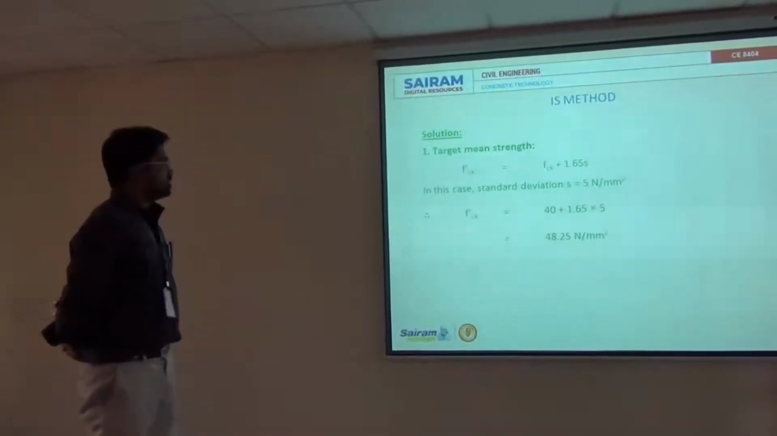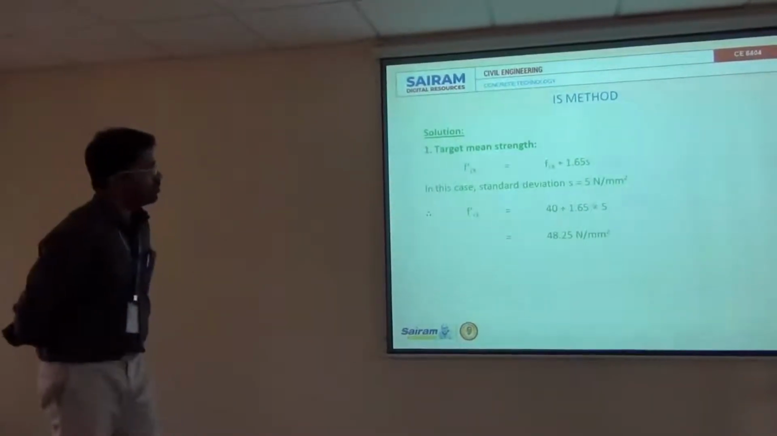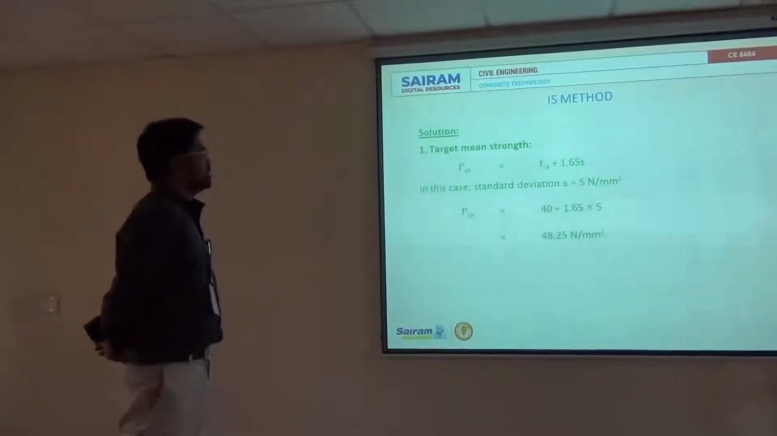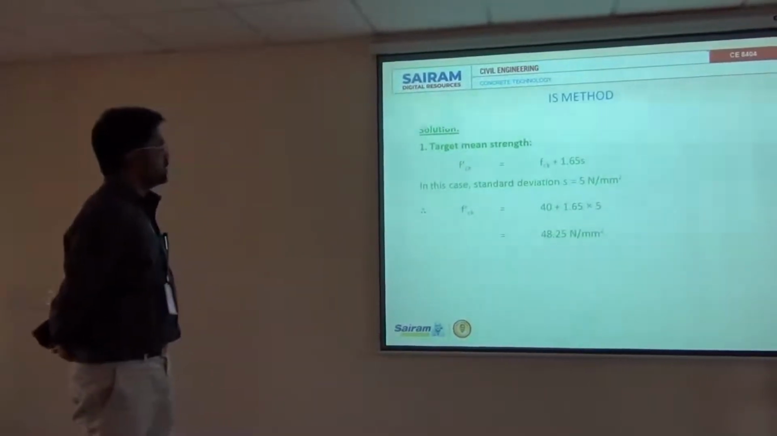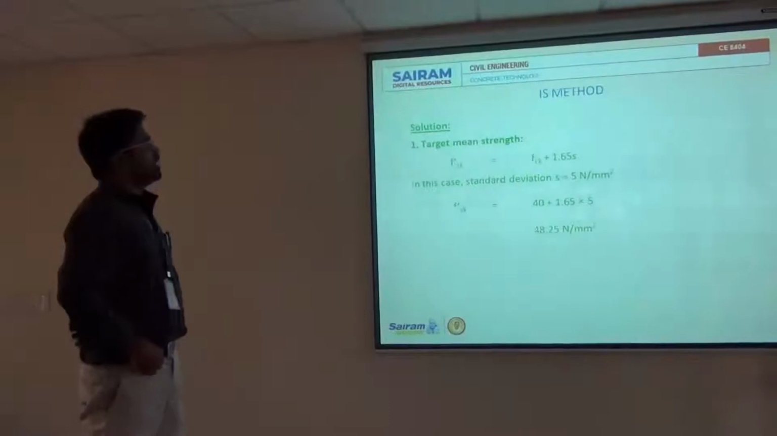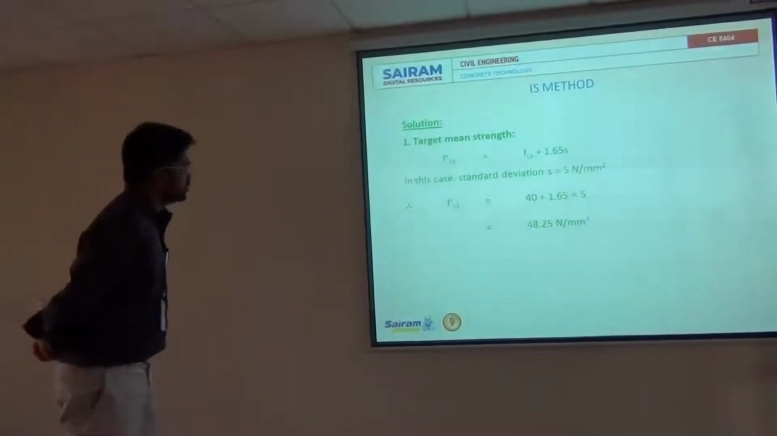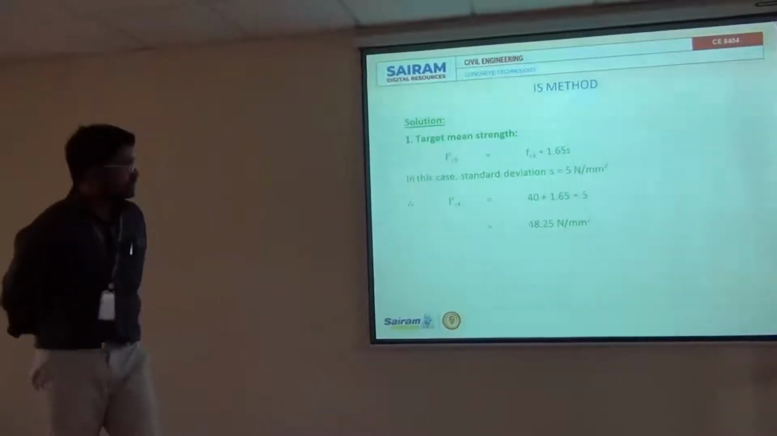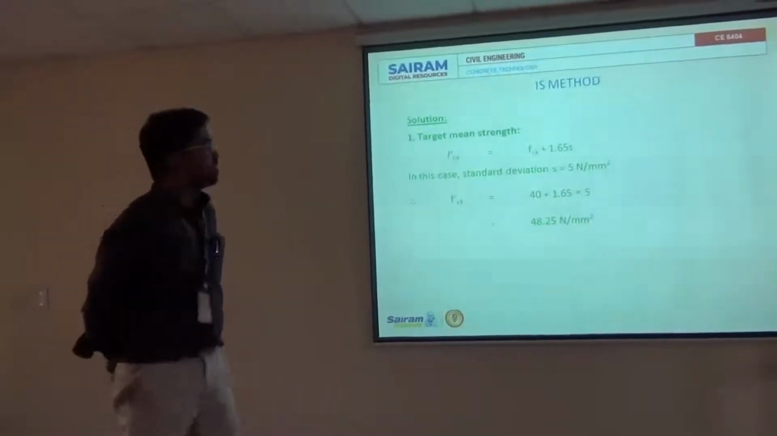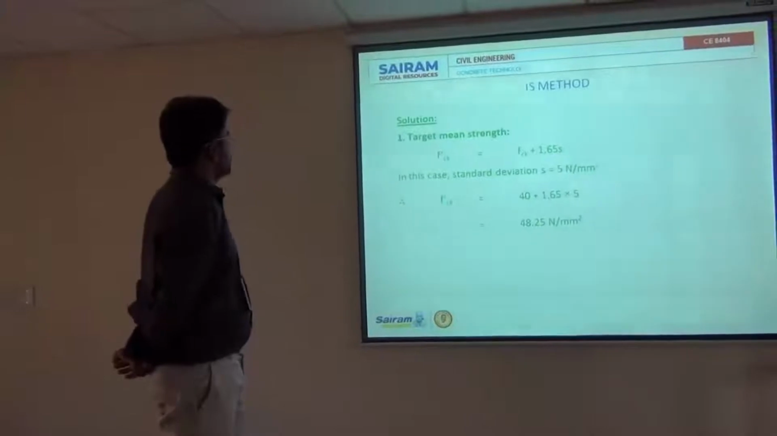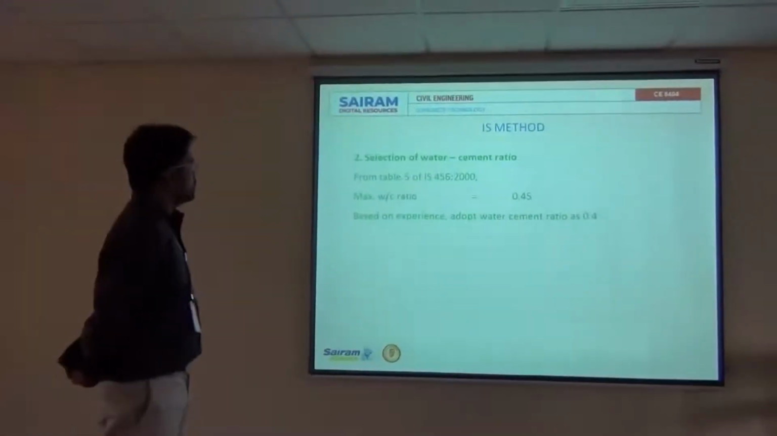For standard deviation you have to refer to the IS 456:2000 code book, table 8. For the corresponding grade of concrete, M40 grade, it is specified as 5 Newton per mm square. You substitute this value in the above equation, and you get the target mean strength as 48.25 Newton per mm square. Then selection of water cement ratio.